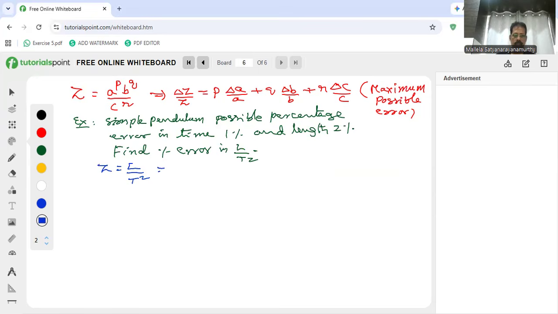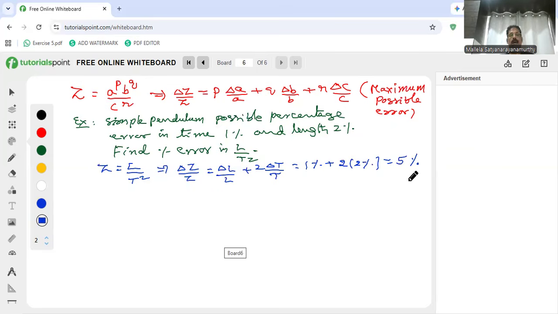So what I told, delta Z by Z is equal to delta L by L plus 2 into delta T by T. So that is nothing but delta L by L is 1%, so 2 into 2%. So the possible error in the L by T square value is 5%. This model of problem they are giving, very, very important.